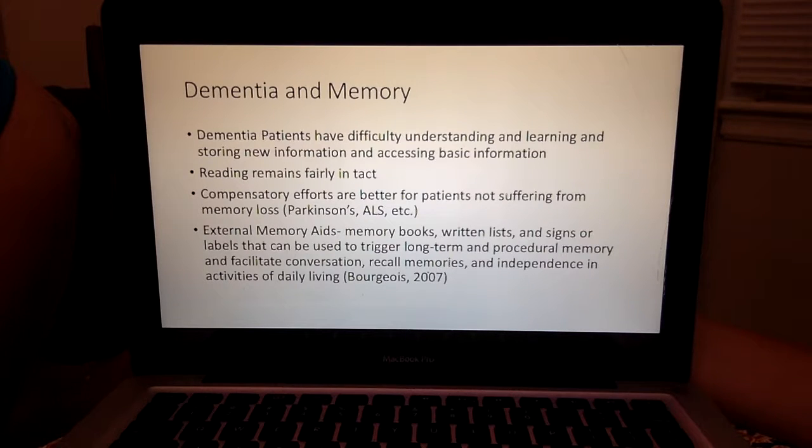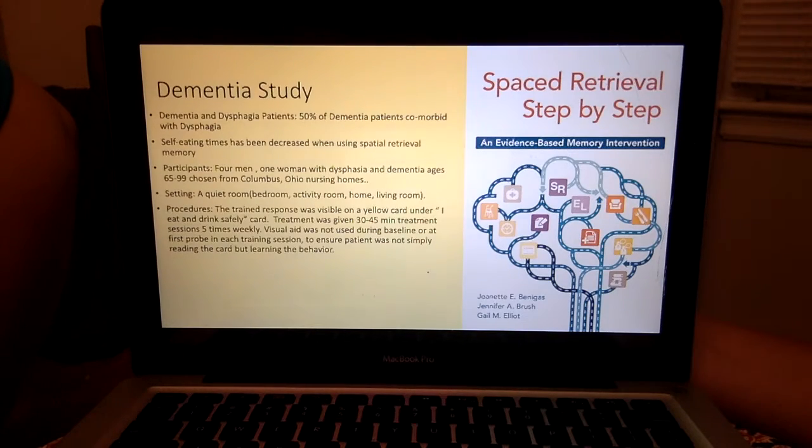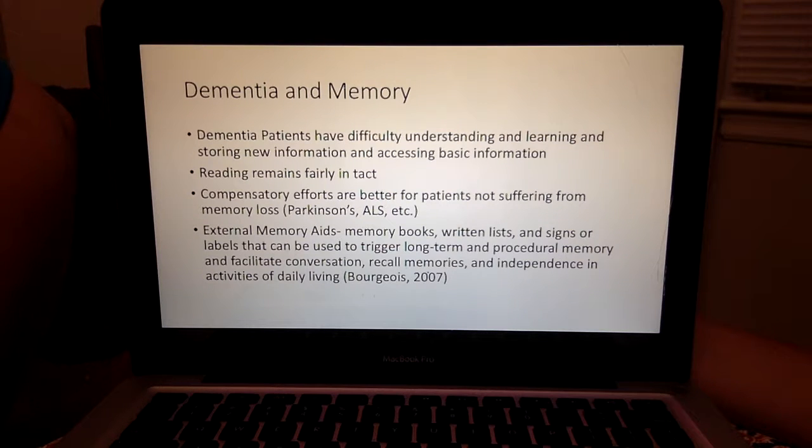So, dementia and memory. We know dementia patients have difficulty understanding, learning, and storing new information. They also have trouble accessing basic functional information. Reading remains fairly intact, so we want to remember this when retrieving memory, to use it to our advantage with dementia patients.